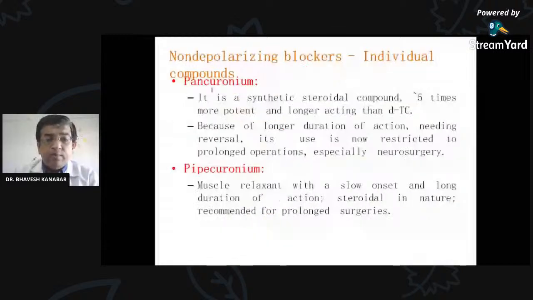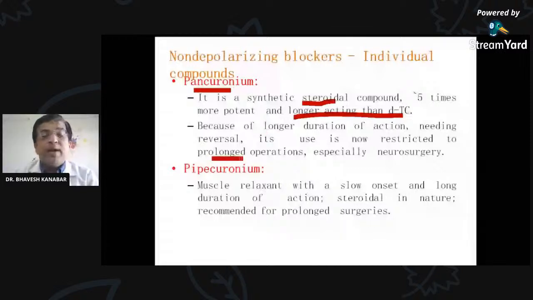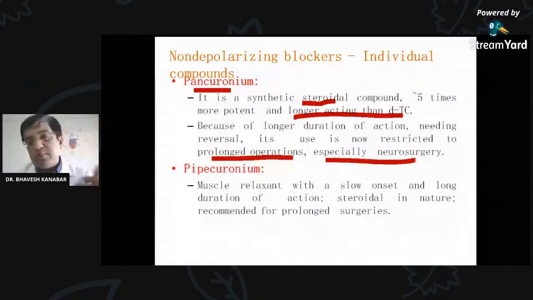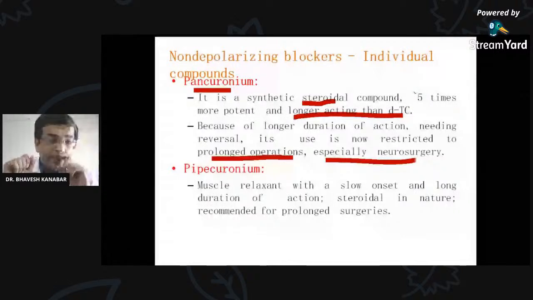Another is pancuronium. It is a synthetic steroidal compound, 5 times more potent and longer acting than DTC. Because of the longer duration of action, needing reversal, its use is now restricted to prolonged operations, especially neurosurgery. So pancuronium is used in neurosurgery. Neurosurgeries take hours, 2 to 3 hours, 4 to 5 hours, depending on the type of neurosurgery, where the neurosurgeon opens the brain and performs the surgery. So neurosurgery takes a longer time.